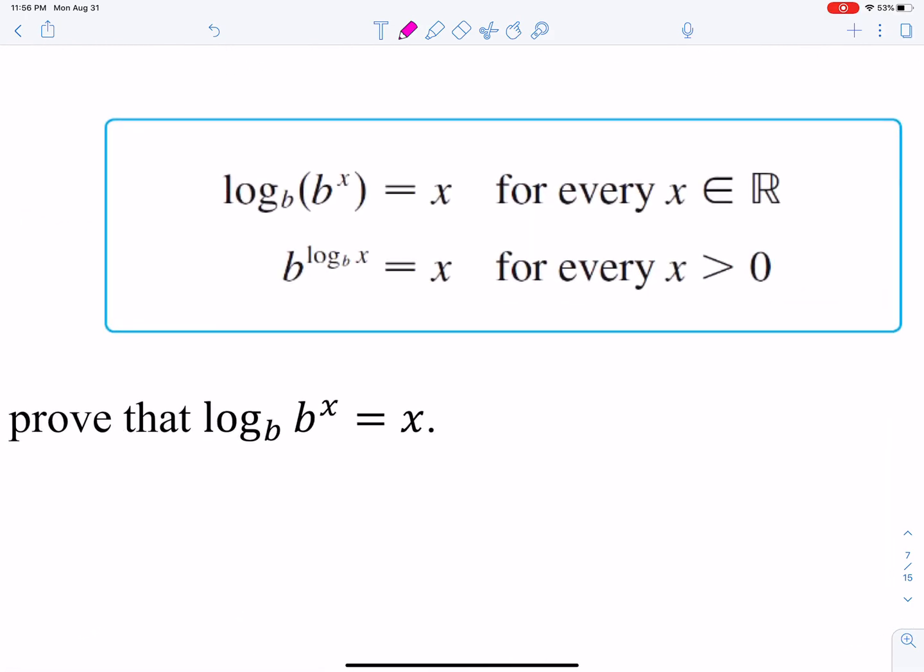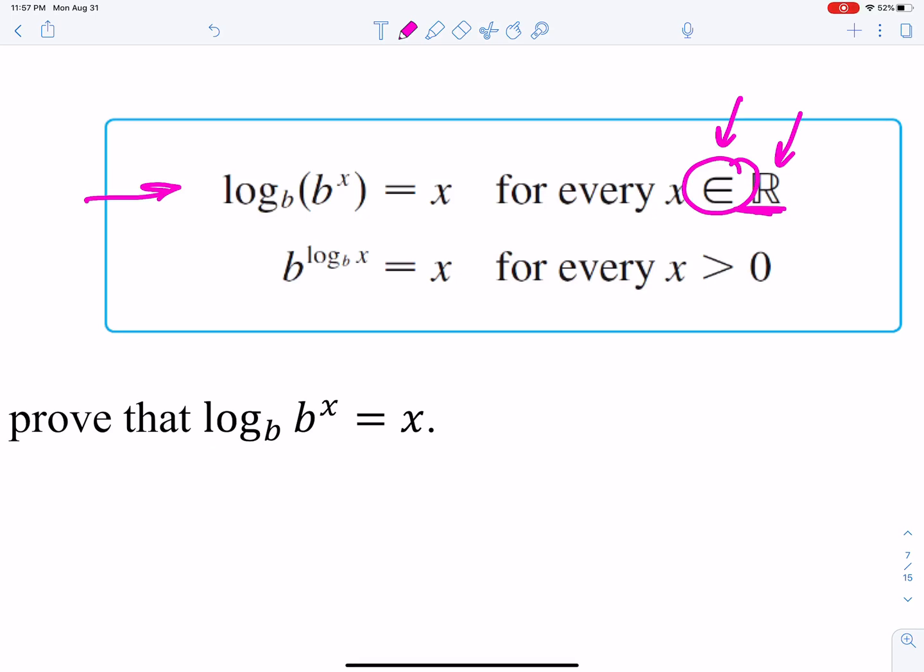So here, log base b, so we're talking about this guy here, log base b of b to the x equals x for every x in the real numbers. So this symbol means is an element of or is in, and of course that R means the real numbers. Okay, so we will prove that in just a second.